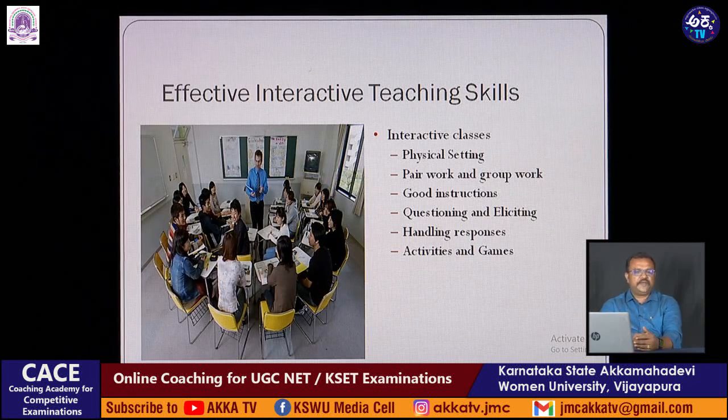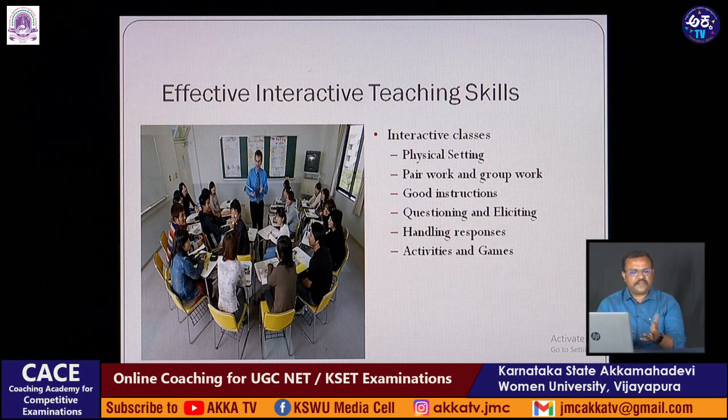Then effective interactive teaching skills. Interactive classes, the class should always be two-way communication, that is, it has to be always interactive. The physical setting should be such, for example, in a given picture, see how it encourages the interactive setup. All the people are facing each other, so that each one can see each and every one over there, or the maximum people who are available in the class. So, it makes the interactive classroom.